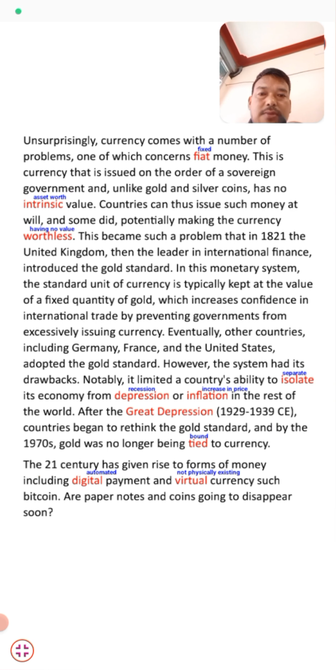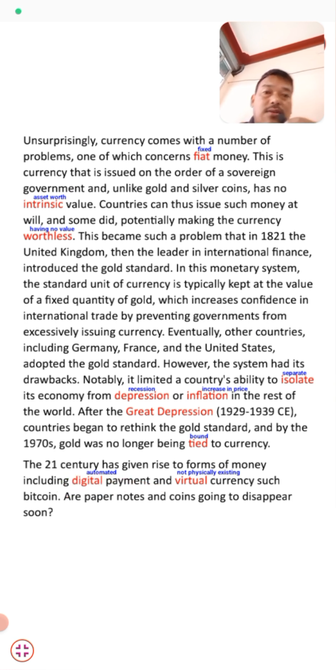Finally, we have the last one. The 21st century has given rise to new forms of money, including digital payments and virtual currencies such as Bitcoin. Are paper notes and coins going to disappear soon? Students, here in the last paragraph, the 21st century that we are living in has seen the emergence of new payment methods and alternative currencies such as Bitcoin.